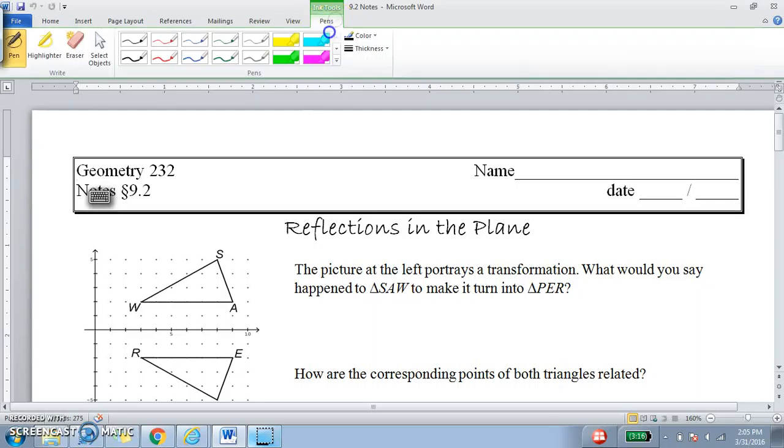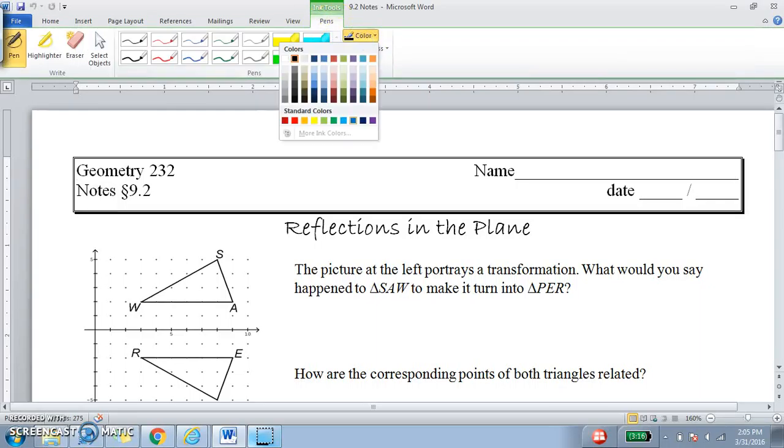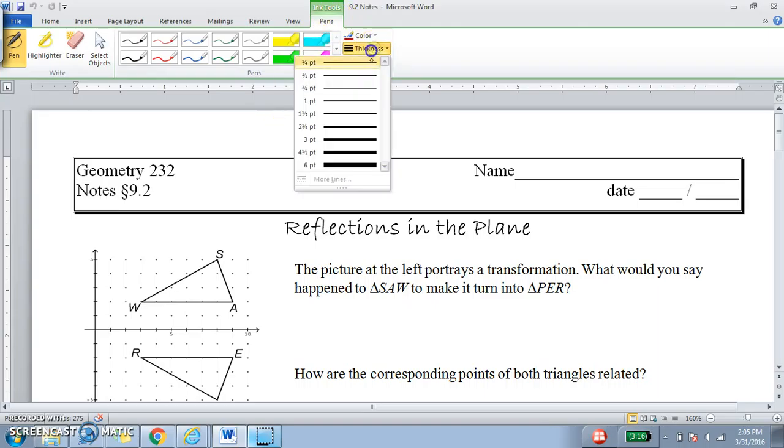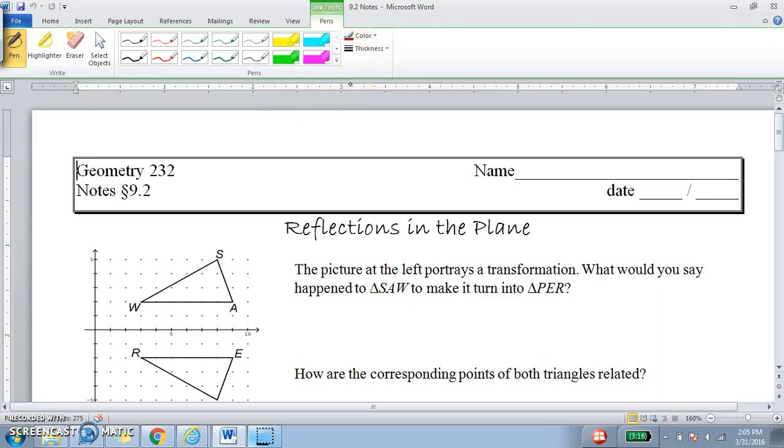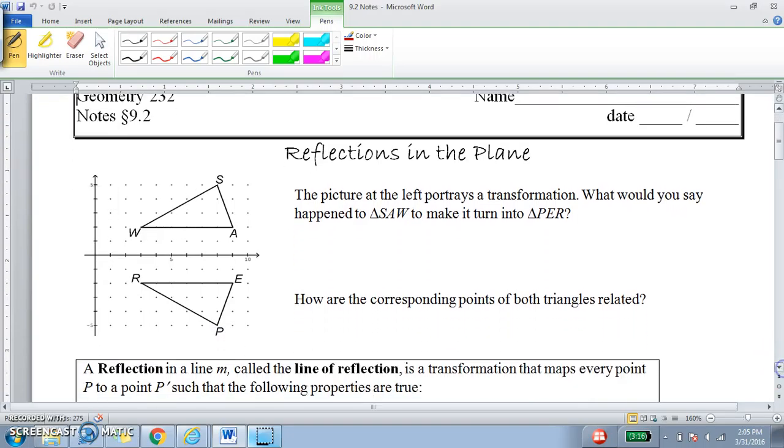This is geometry, section 9.2, reflections in the plane. So what we mean by in the plane is we're only going to be talking about reflections on a flat surface. So across a flat surface, which we know is a plane. This picture right here shows an example of a reflection. It says the picture at the left portrays a transformation. What would you say happened to triangle SAW to make it turn into triangle PER?